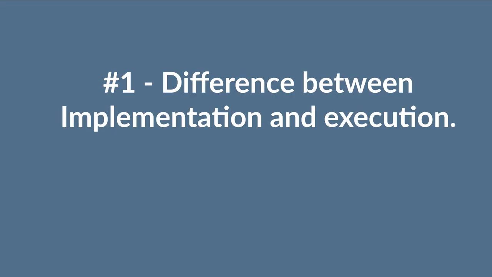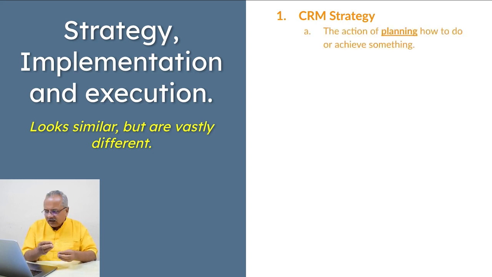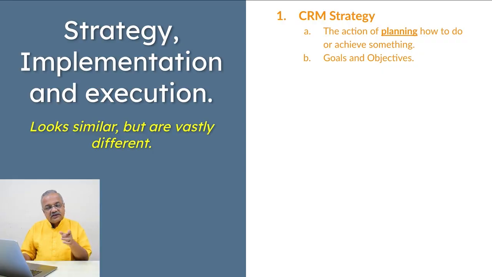Come, let's begin. Let's understand the difference between implementation and execution. They look similar, but they are not. Actually, they are not two concepts, but three: strategy, implementation, and execution. The meaning of strategy is the action of planning how to do or achieve something. That means if you finalize that you're going to implement CRM to achieve these goals and objectives, then it is your strategy. A strategy is always to achieve something. All right? If you don't know the result, then the strategy is not set. A strategy implies that you know the desired end result.